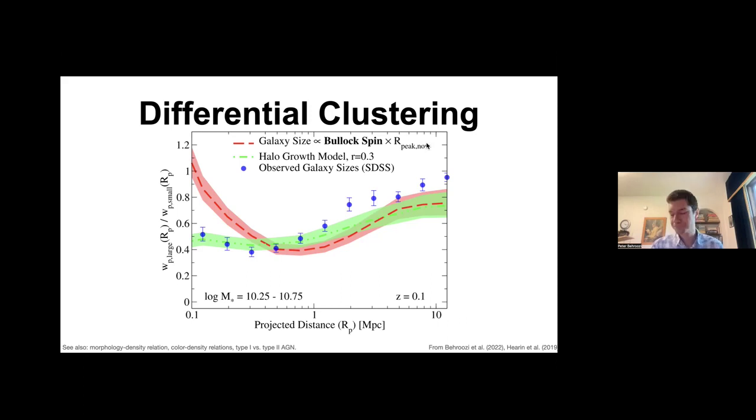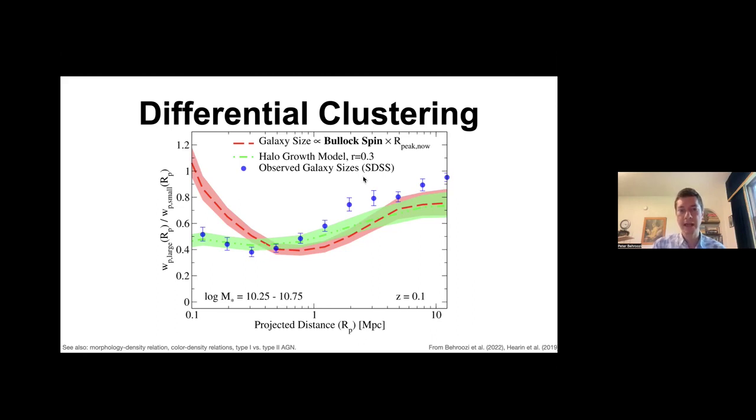So for example, one fun thing that you can do is split galaxies by sizes. This is something that I've done and others have been interested in too. If you split galaxies by sizes at low redshift, you find clustering differences. If you take a bin of stellar mass, you split galaxies into large physical size versus small physical size, and you compare their clustering, you find that large galaxies have lower clustering than small galaxies.